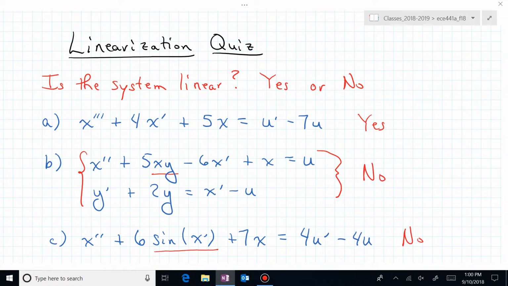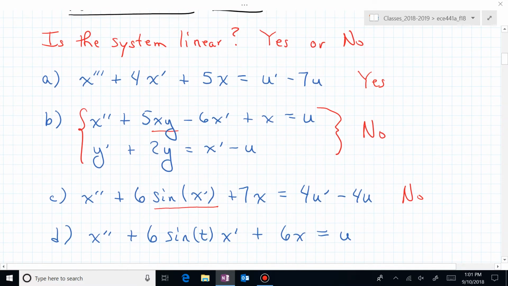So the reason that C is nonlinear is because we have a nonlinear function being applied to one of our system variables or quantities. In this case, it's a second order differential equation, but it's also nonlinear because we have this sine of x prime happening.